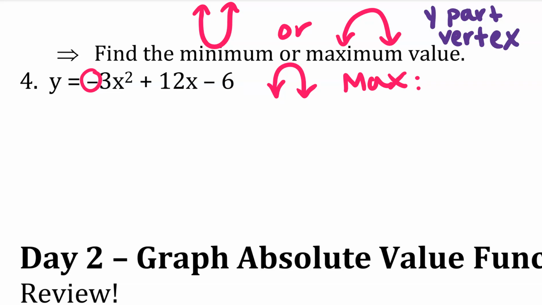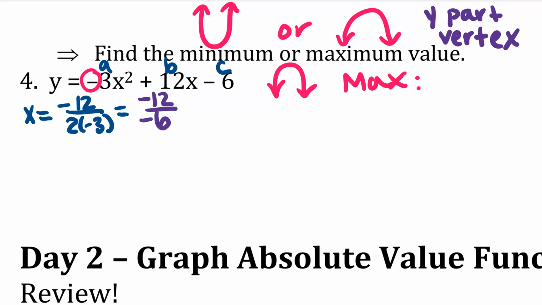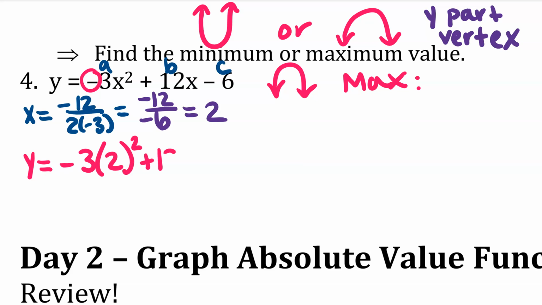Now to find the y part, I do have to do my negative b over 2a to find the x part. So x equals negative 12 over 2 times negative 3, because negative 3 is a. And then I have negative 12 over 2 times negative 3 is negative 6, so positive 2. Then I'm going to plug in 2 where everything is to find the y value or the maximum. So negative 3 times 2 squared plus 12 times 2 minus 6.